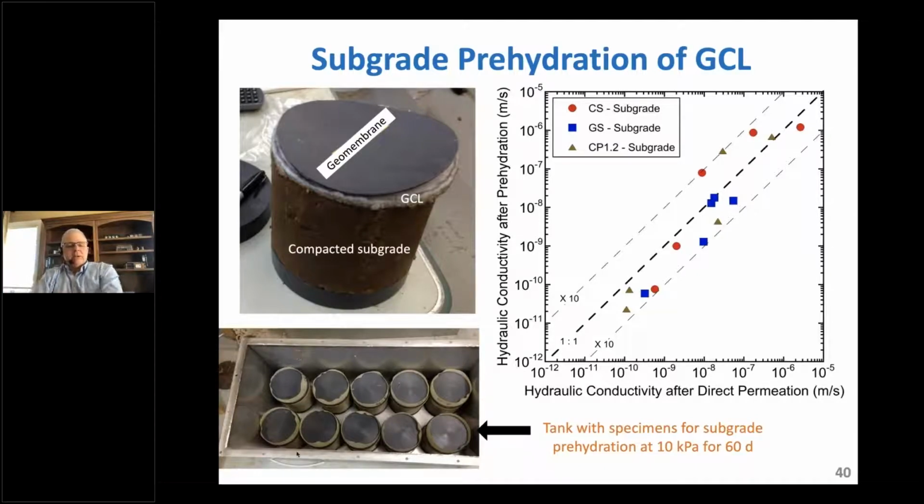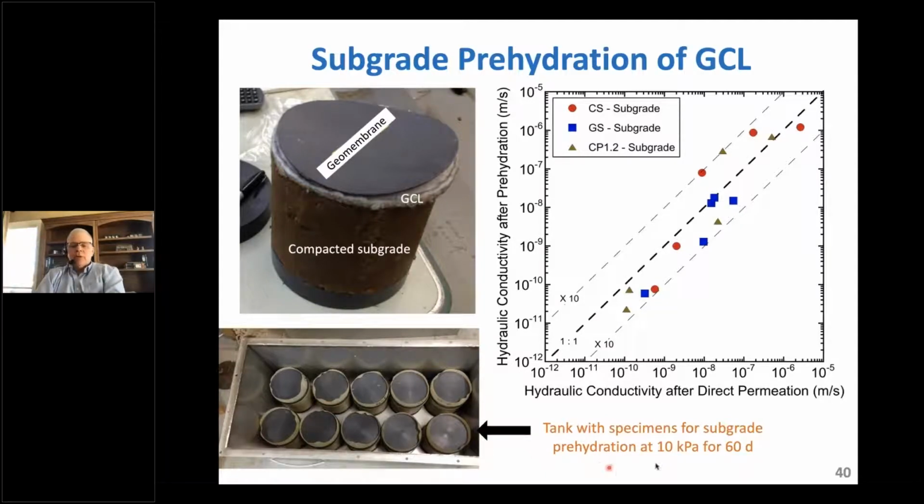In this particular example, I've got a tank with 10 different specimens at one time that we're going to subject to subgrade prehydration. They're all wrapped in membranes and have the plastic caps on the ends. We'll fill that tank with water, put a lid on it, and apply a 10 kPa pressure to that water, simulating the overburden pressure from the leachate collection system above it.